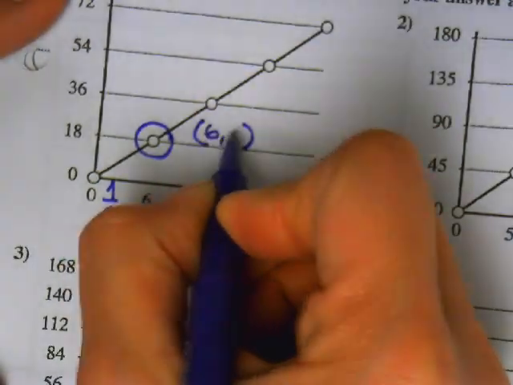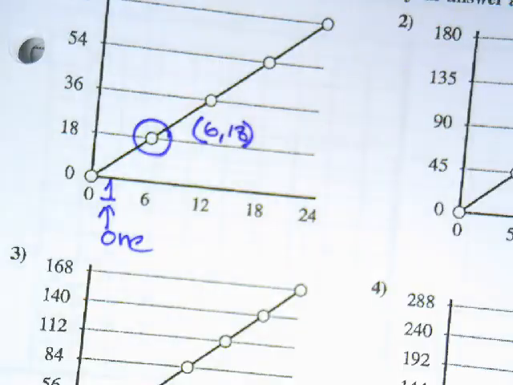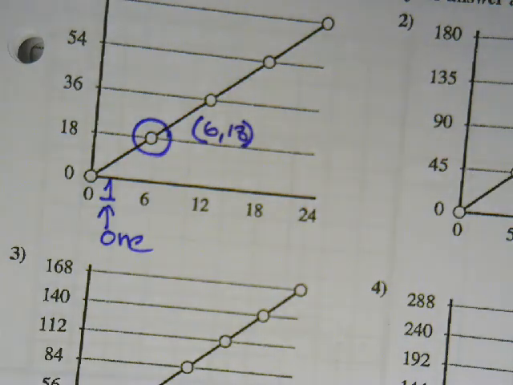6, 18. Write it down. Now, 6, 18. That's the point. Is that my unit rate? No, it's not my unit rate. I'm looking for 1 on the x. This is definitely not 1.